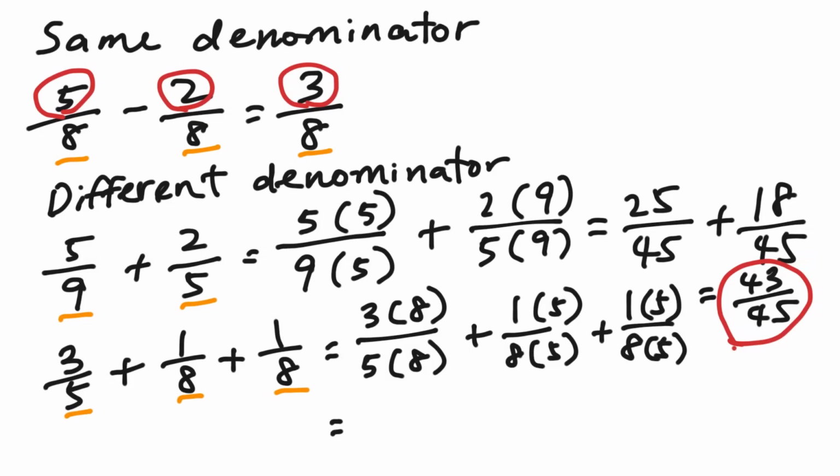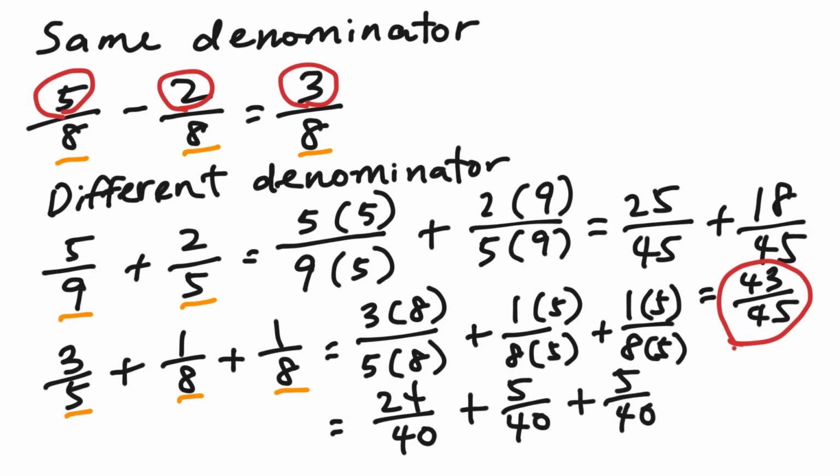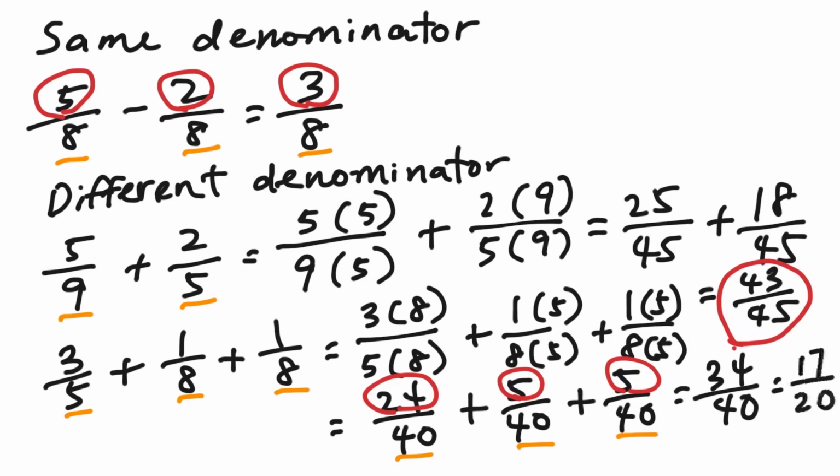And after we actually times it, we get 24 over 40, 5 over 40, plus 5 over 40. After adding, now that we see the denominators are the same, all we have to do is just add the numerators, and that will come out to 34 over 40. And if we simplify that, basically divide by 2 on top and divide by 2 on the bottom, we would get 17 over 20. So that would be the answer for this question.